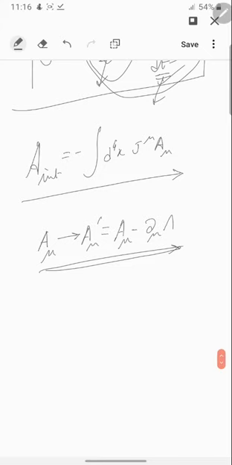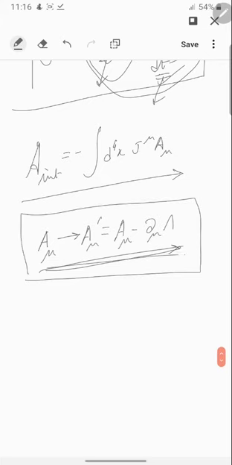Now, in the remainder of this lecture, or maybe in the next lecture, we will discuss why this gauge transformation, when we look at it in combination with this kind of interaction term, leads us to the conservation of electrical charge.